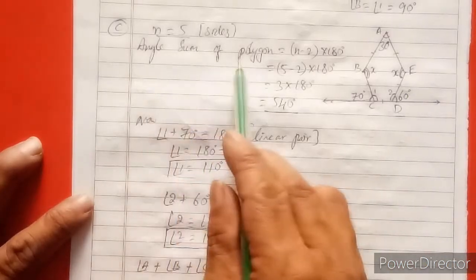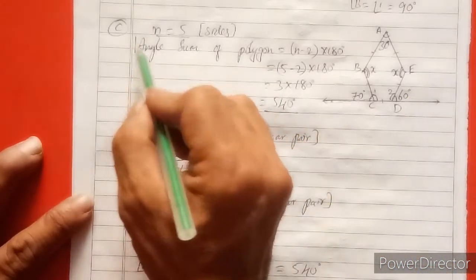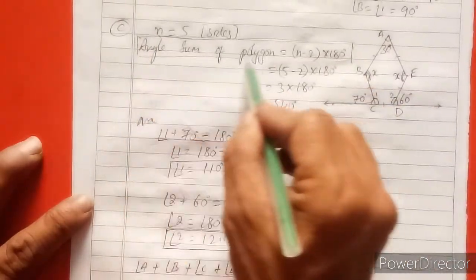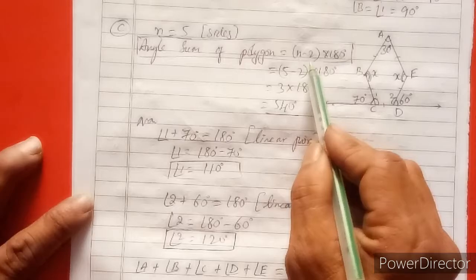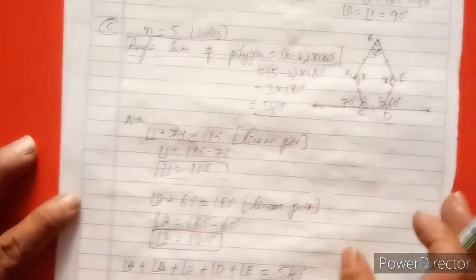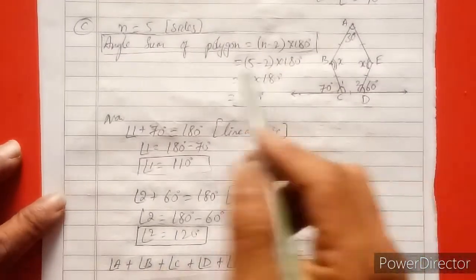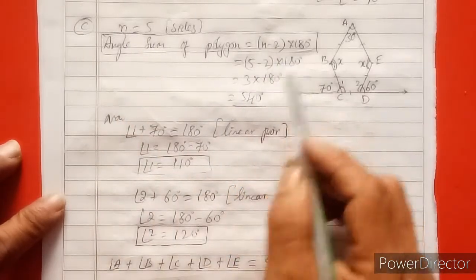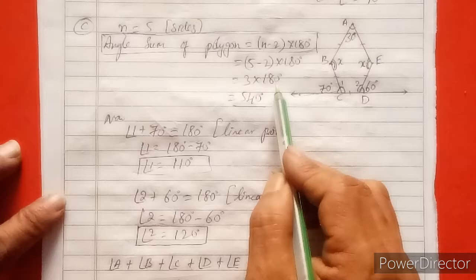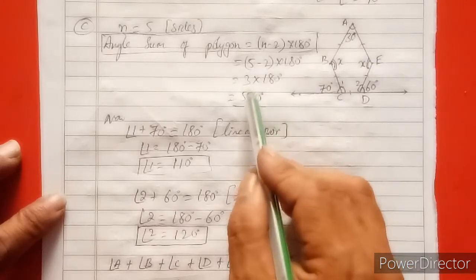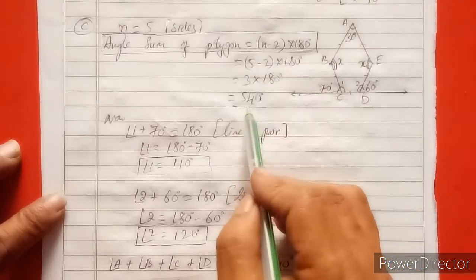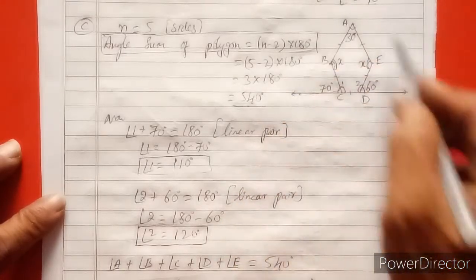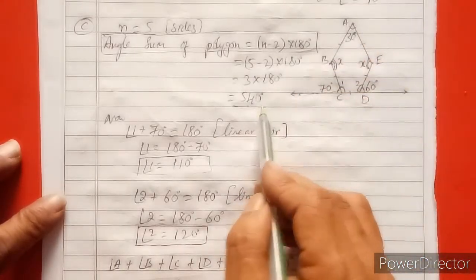The angle sum of a polygon is given by the general formula (n minus 2) times 180 degrees. Here the number of sides n is 5, so 5 minus 2 times 180 degrees. 5 minus 2 is 3, so 3 times 180. 3 times 0 is 0, and 3 times 18 is 54, so we get 540 degrees. The total sum of the angles of the given polygon is 540 degrees.